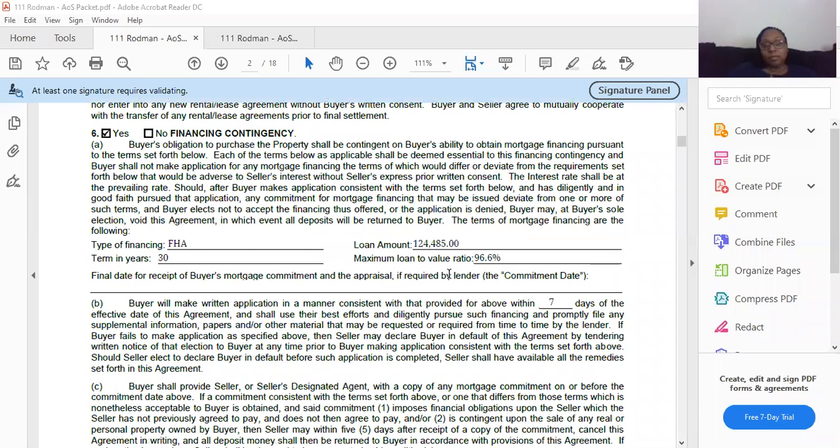Also, if you are in negotiations and the purchase price changes, then make sure you come back to this section and make the necessary corrections here, because now this will be different, whether it's more or less of the purchase price. So just make sure that you correct this section as well. This next part here, final date for buyer's mortgage commitment.